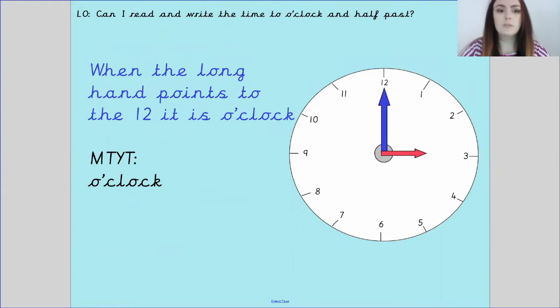When the long hand points to the 12, it is called o'clock. My turn, your turn. O'clock.